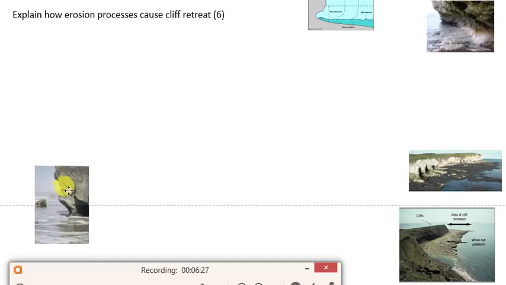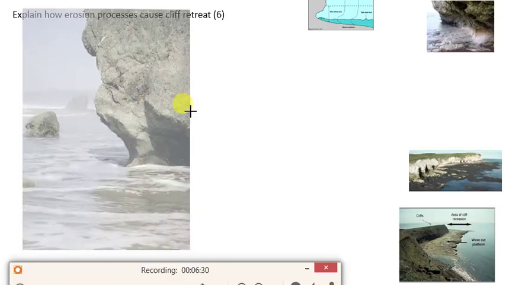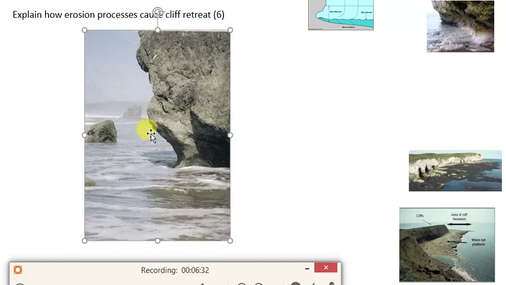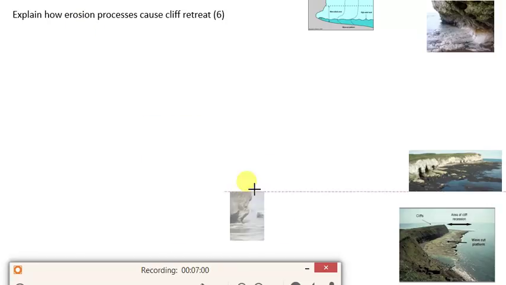A wave cut notch is at the cliff foot, and it's basically where differential erosion and the action of the waves have been happening more at the cliff foot. So you can see this notch has been eroded away, and then that material's been removed by the sea. This notch is evidence of differential erosion on the cliff face. This area has been eroded out faster than the part above it. So that's a good picture.